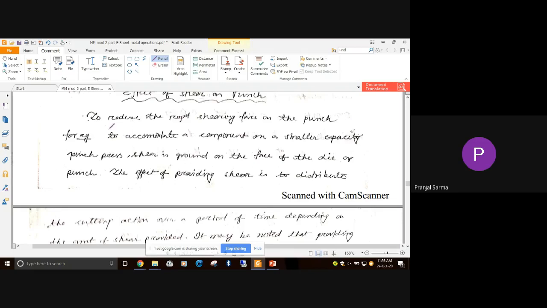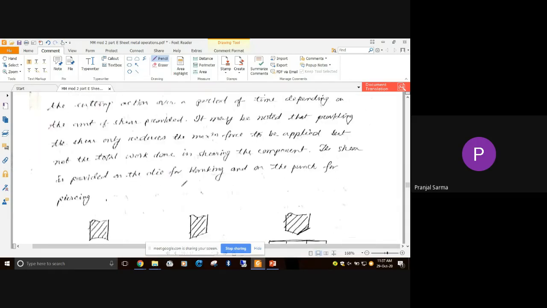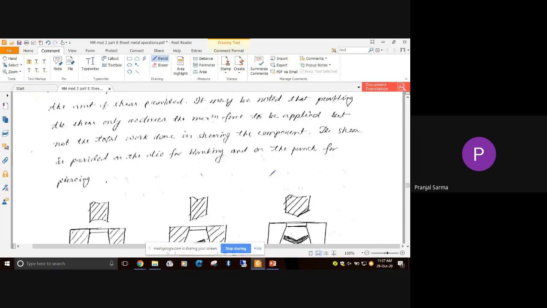Basically, it is to reduce the required shearing force on the punch. We grind the face of the die or the punch; shear is ground on the face of the die or the punch. Our intention is basically to reduce the required shearing force. But you must remember that after providing proper shear to the punch or die, the effective shear.